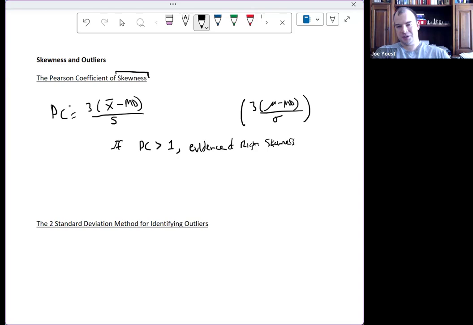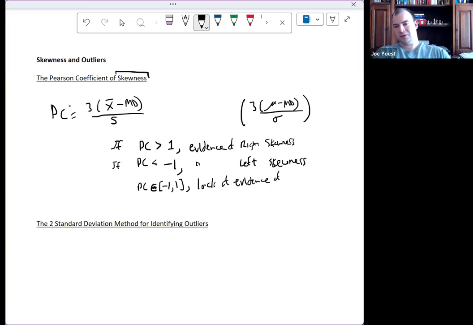On the other hand, if the Pearson coefficient is less than -1, what would give a large negative number? If the mean is much less than the median. That's evidence of left skewedness. And if the Pearson coefficient is in the interval -1 to 1, there's a lack of evidence of skewedness.